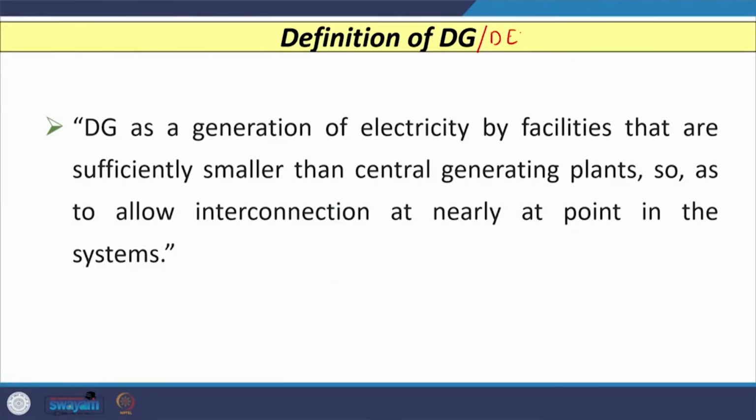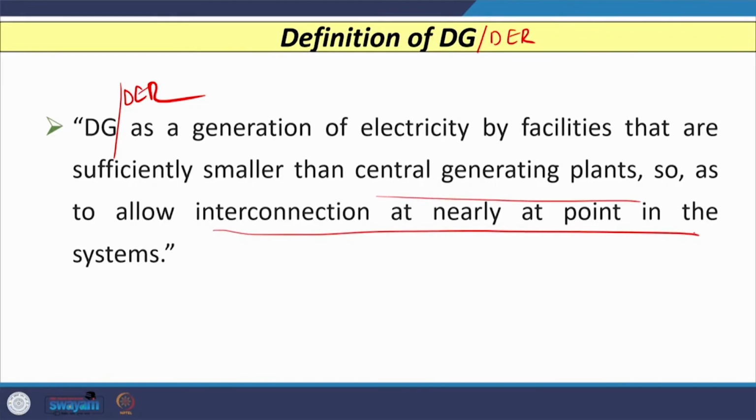So, let us first discuss how we define the distributed generator or distributed energy resources. DG or distributed energy resources is defined as a generation of electricity by facilities that are sufficiently smaller than central generating plants, so as to allow interconnection at nearly any point in the system, and this point where you are going to connect the generators in the grid is known as the point of common coupling, PCC.